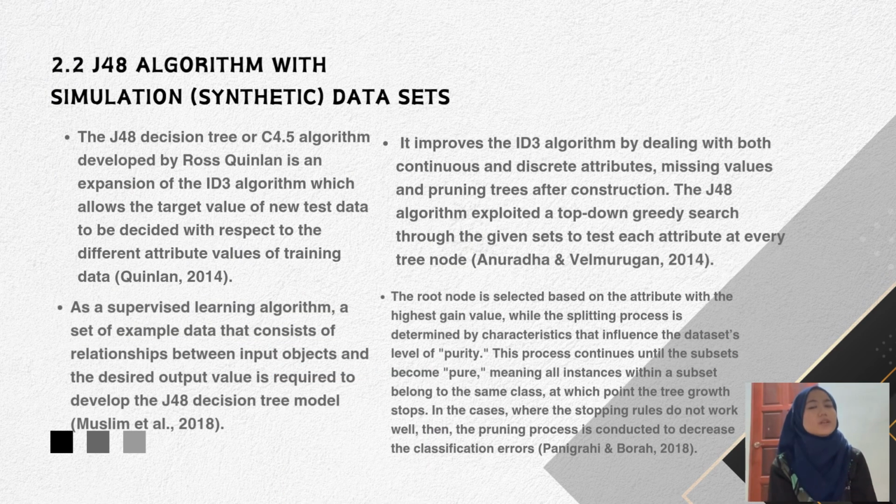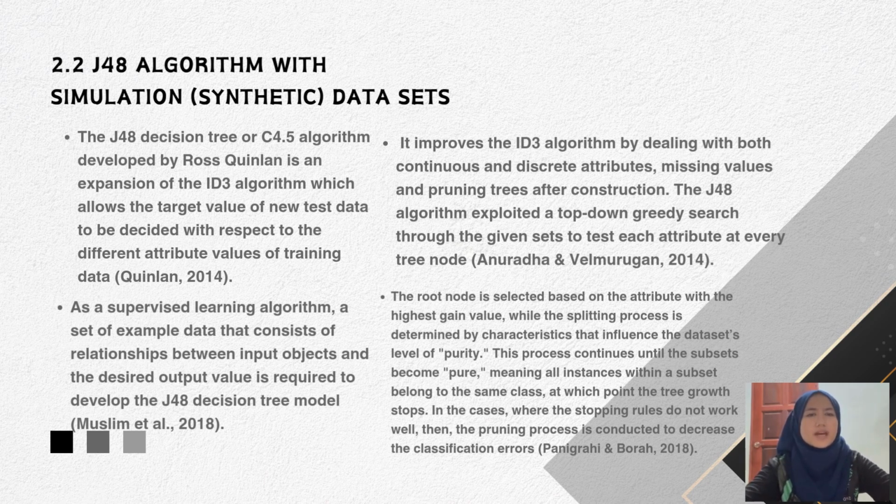Literature review about J48 algorithm with simulation dataset. There are 4 literature reviews about this J48 algorithm. The J48 decision tree or C4.5 algorithm developed by Ross Quinlan is an expansion of the ID3 algorithm, which allows the target value of new test data to be decided with respect to the different attribute values of training data. As a supervised learning algorithm, a set of example data that consists of the relationship between input objects and the desired output value is required to develop the J48 decision tree model.